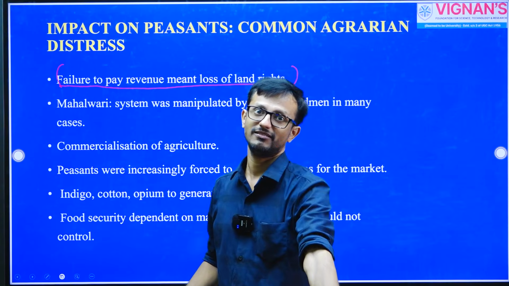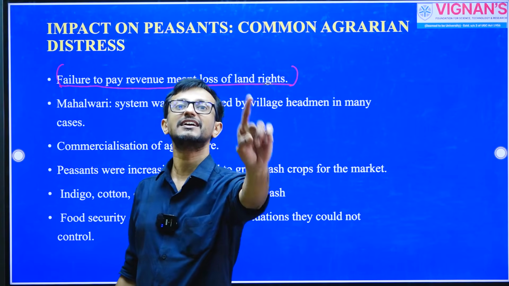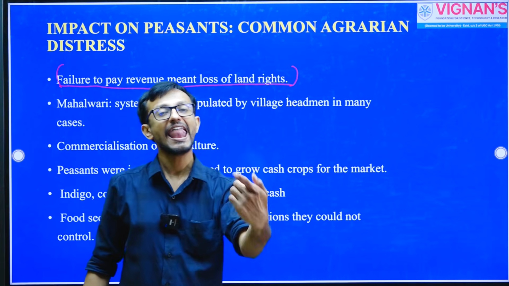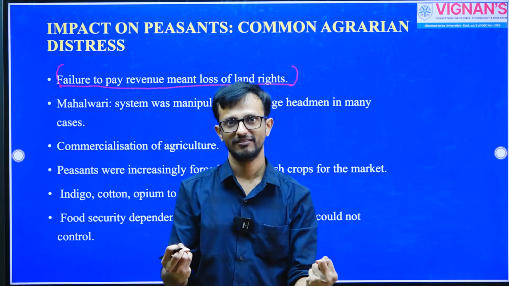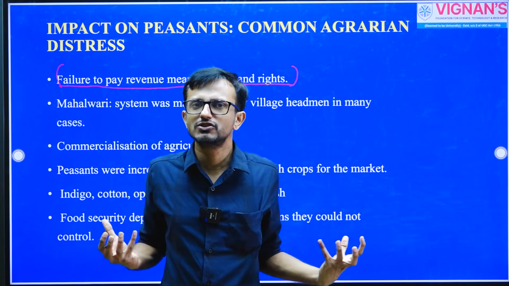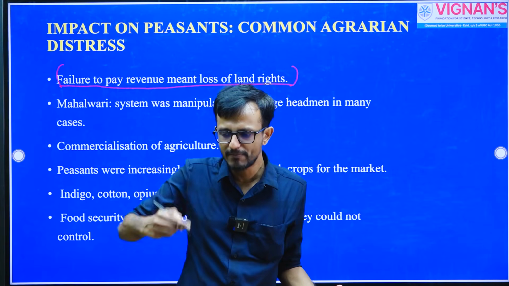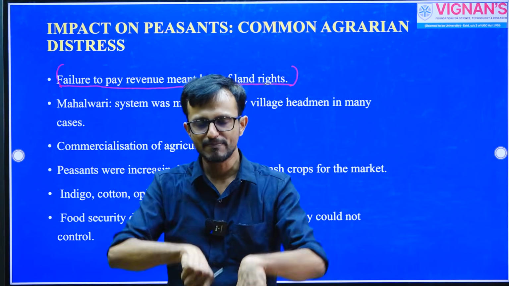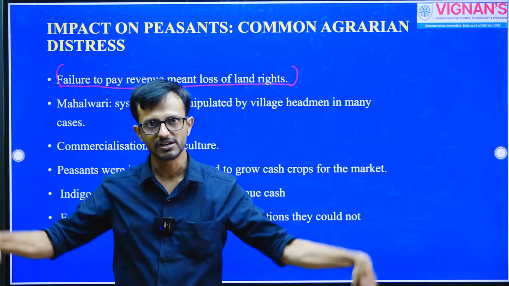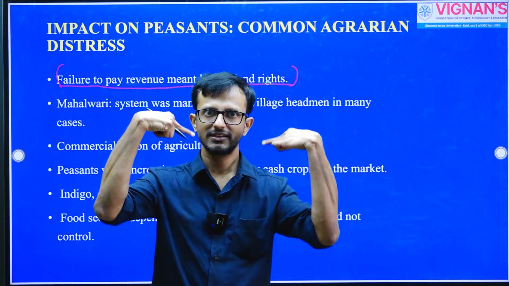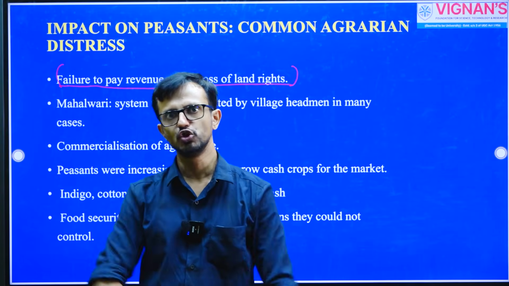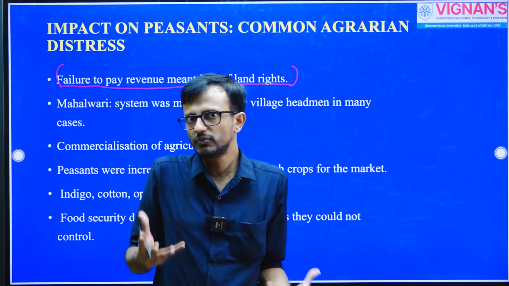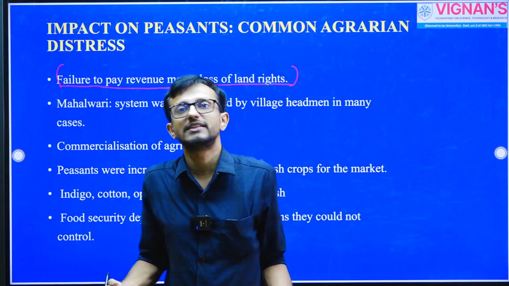What does it mean? It means that land is a commodity. Land is a product. Land is not something that you are owning. What is the idea of land? Land means the tiller of the soil, the people who are cultivating the land, they are the owners of the land. But what is happening is that land is becoming a commercial product through which the state is extracting revenue, which was not the case before the colonial state came. And due to this, the rights over land are taken away.